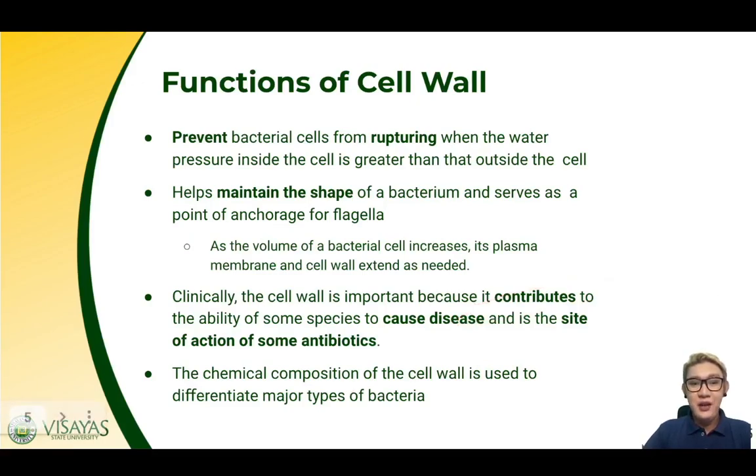Clinically, the cell wall is important because it contributes to the ability of some species to cause disease, and it is the site of action of some of the antibiotics. At the last module, we'll talk about control of growth of microorganisms, and we will be talking about the actions of some antibiotics. The chemical composition of the cell wall is also used to differentiate major types of bacteria, which we will talk about later on.